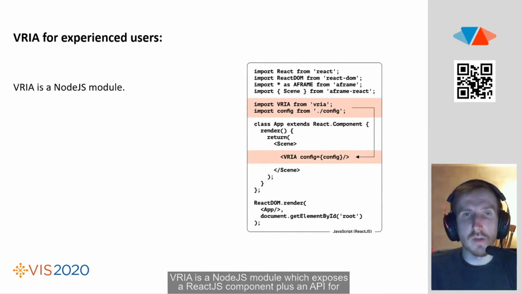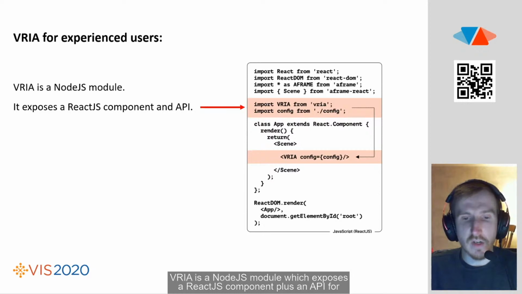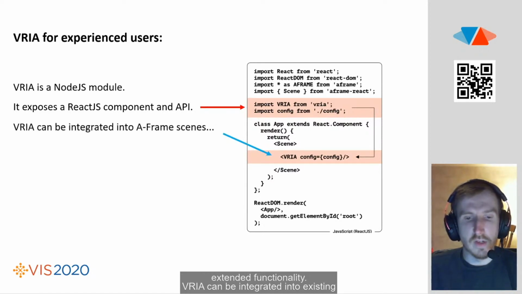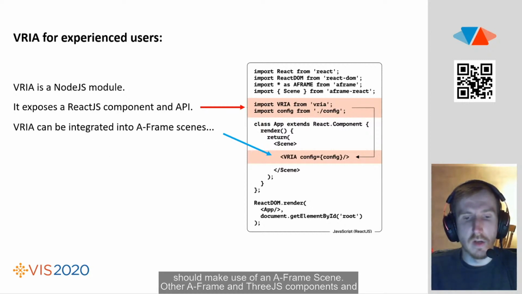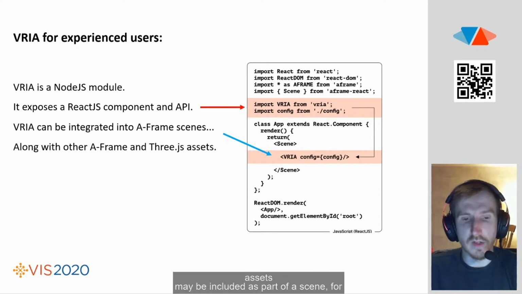Vria is a Node.js module, which exposes a React.js component plus an API for extended functionality. Vria can be integrated into existing web applications, with the only requirement being that the virtual environment into which visualizations are placed should make use of an A-Frame scene. Other A-Frame and Three.js components and assets may be included as part of a scene. For instance, a user may wish to create a virtual office space or a sports pitch onto which they can overlay visualizations.